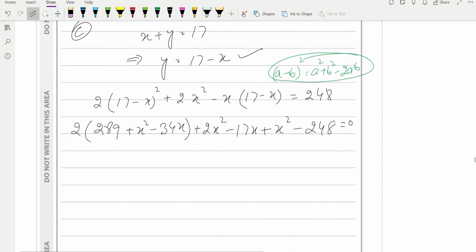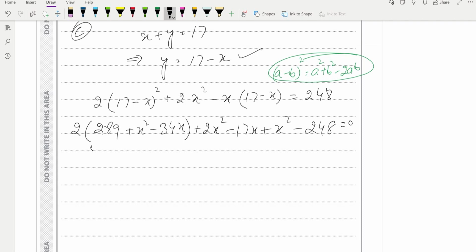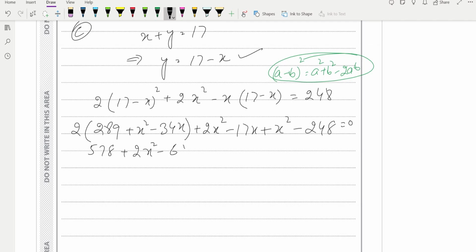Now we can open this bracket. 289 multiplied by 2 will be equal to 578. So 578 plus 2x squared minus 34 multiplied by 2 will be equal to 68. So 68x, and plus 2x squared minus 17x plus x squared minus 248 is equal to 0.